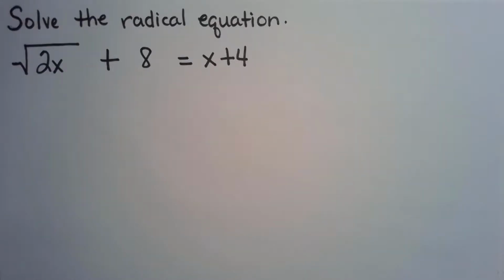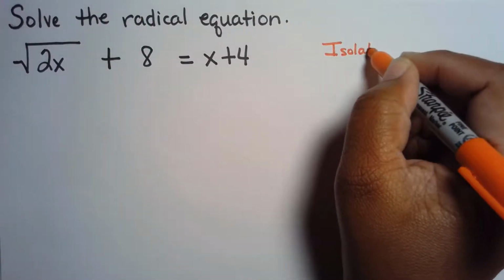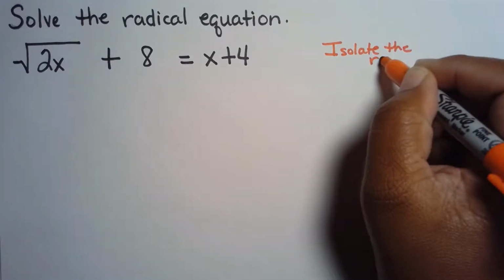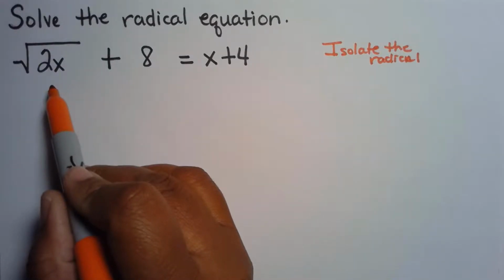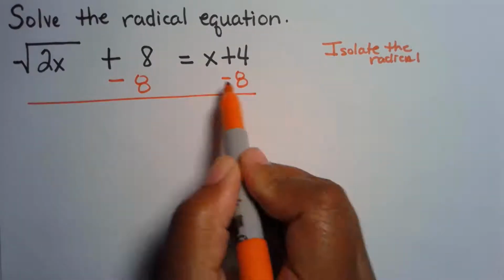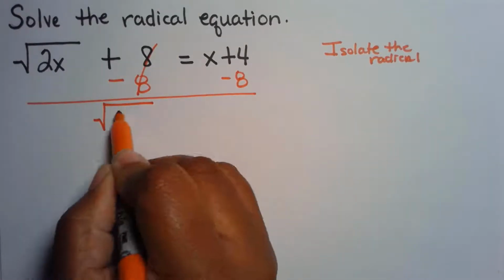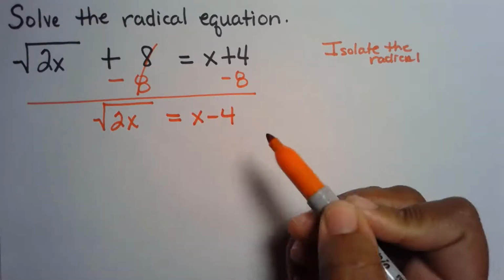All right, so we're going to look at solving the radical equation, the square root of 2x plus 8 equals x plus 4. So first things first, we want to isolate the radical. Meaning we want the square root of 2x by itself on one side. So then we're going to subtract 8 from both sides. We have the square root of 2x is equal to x minus 4.